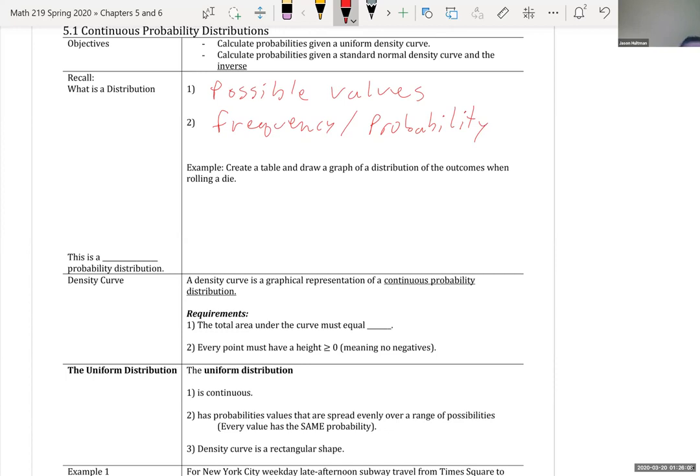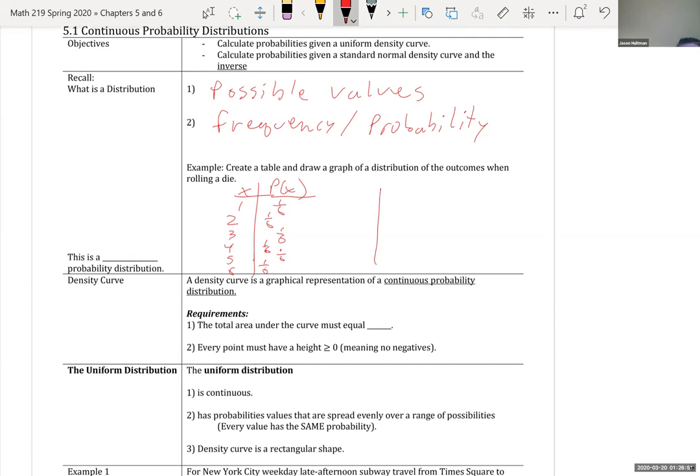So what would be a graph of the distribution of the outcomes of rolling a die? Well, there's 6 possibilities, right? So x and p of x. We're going to do 1 through 6. I'm going to run out of room, let me erase this. Okay, we go back up. X and p of x, 1, 2, 3, 4, 5, and 6. And what are the probabilities? Well, the probabilities are 1/6 for each of these guys, right? 1/6, 1/6, 1/6, 1/6.